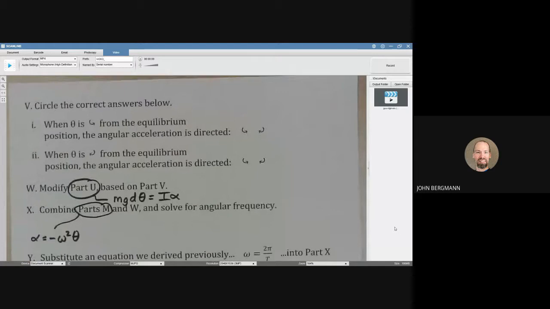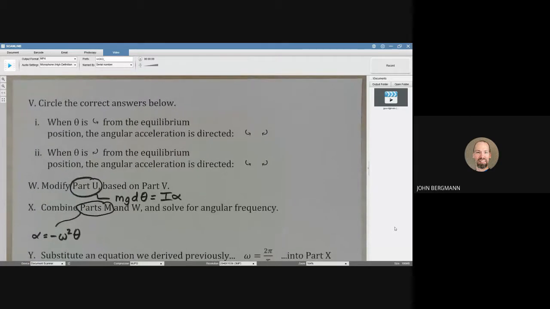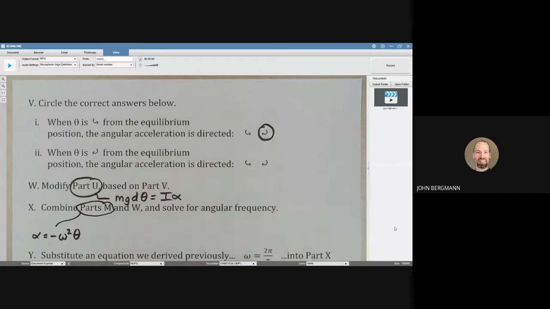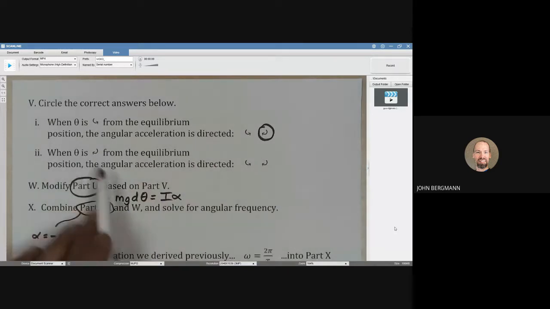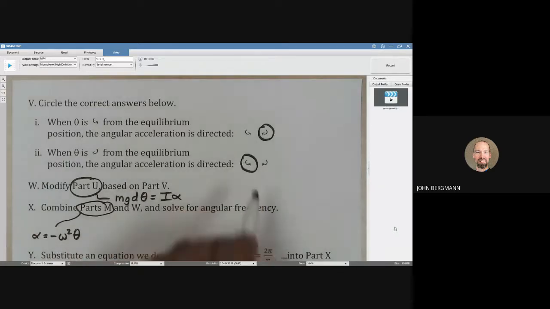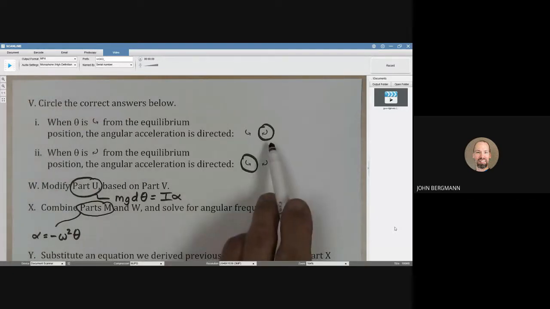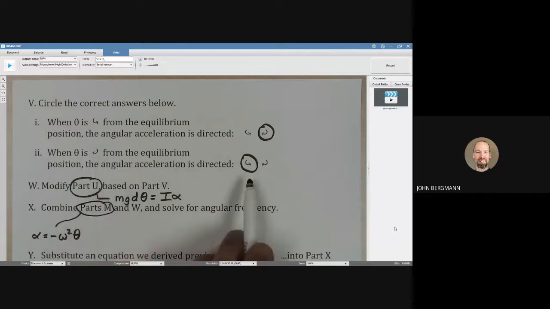Moving right along. Circle the correct answers. When theta is that away from equilibrium, the angular acceleration is directed opposite that. And when theta is this away from the equilibrium position, the angular acceleration is directed back that way. I'm seeing a direction one way and then opposite that. A direction one way, opposite that.